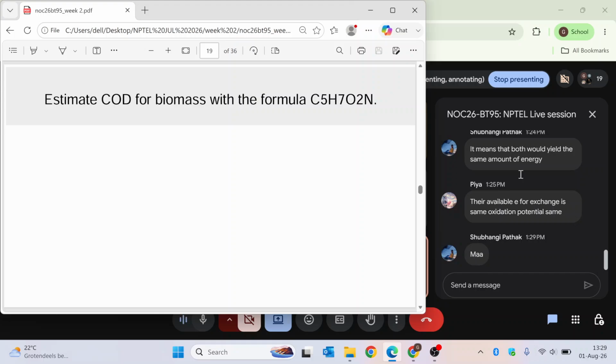So next concept. If there are any doubts, post them in the chat box; I can answer them in the meantime. So next is another question. If you just have, let's say, this is a biomass.